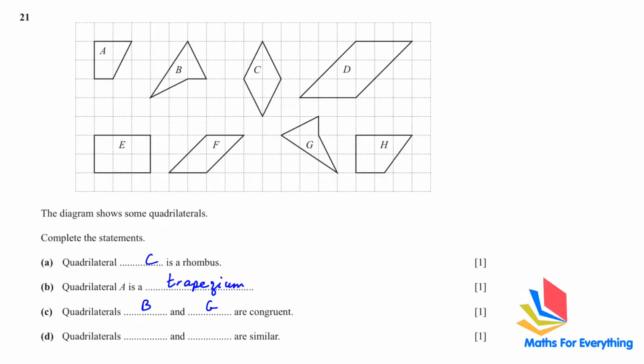So for similar triangles, we can write B and G, or we can write D and F also, because the angles are congruent and the sides are congruent. So we can write the same thing, B and G.